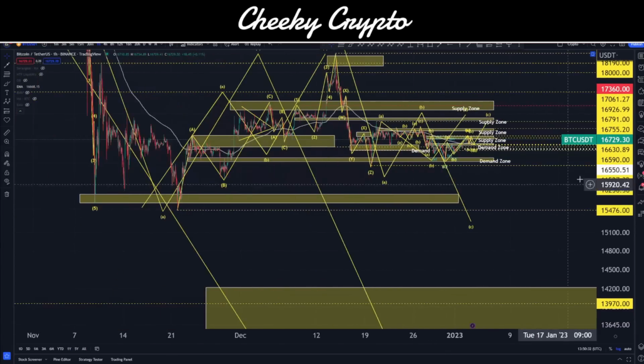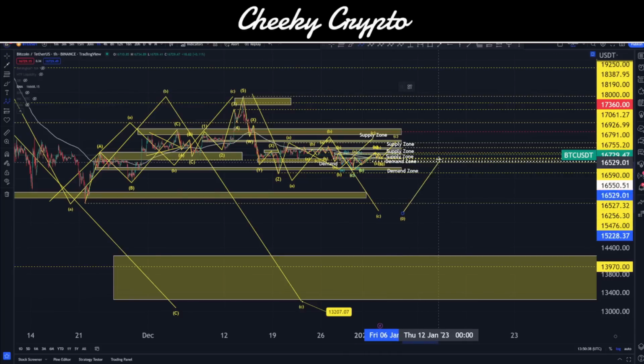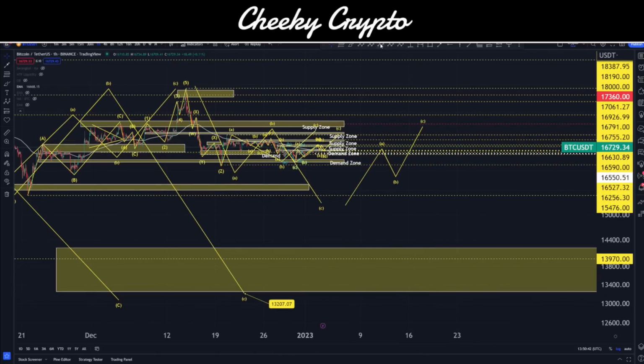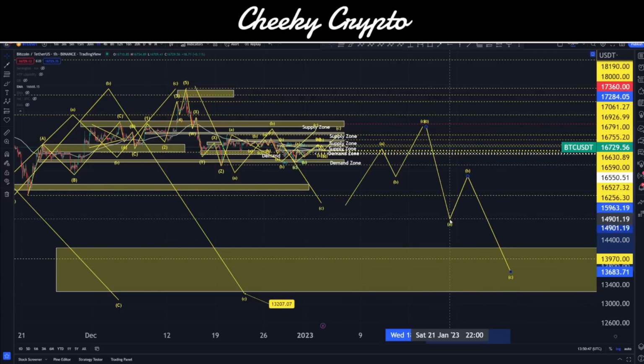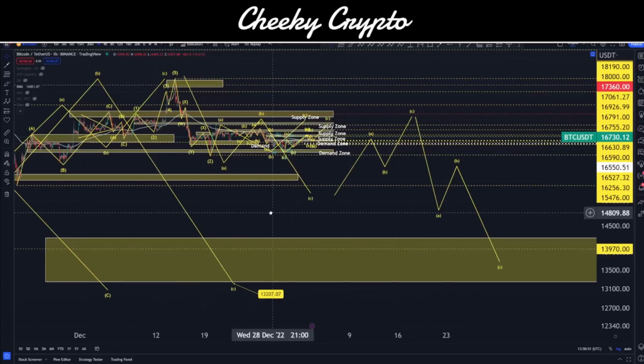And again, as I scale out even further on this, I did this the other day, you can see that this would just be a completion of an ABC structure. At this point, I would expect another ABC structure coming back up into our ranging market, and then potentially another breakdown from here, taking us down into those new lower lows. And again, this will be somewhere in that $13,000 to $14,000 range.